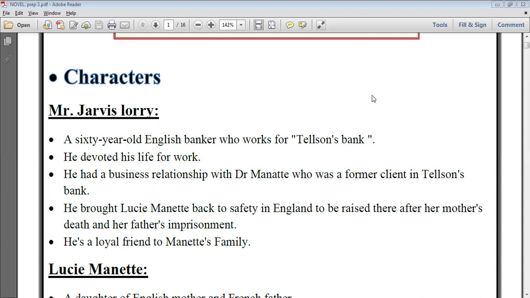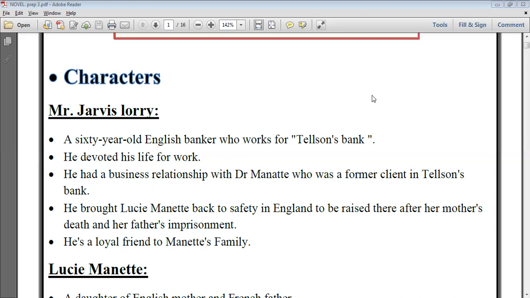Let's start by introducing our characters. Mr. Jarvis Lorry. Mr. Jarvis Lorry is a 60-year-old English banker who works for Tellson's Bank. He devoted his life to work. He had a business relationship with Dr. Manet, who was a former client in Tellson's Bank. He brought Lucie Manet back to safety in England to be raised there after her mother's death and her father's imprisonment. He is a loyal friend to Manet's family.